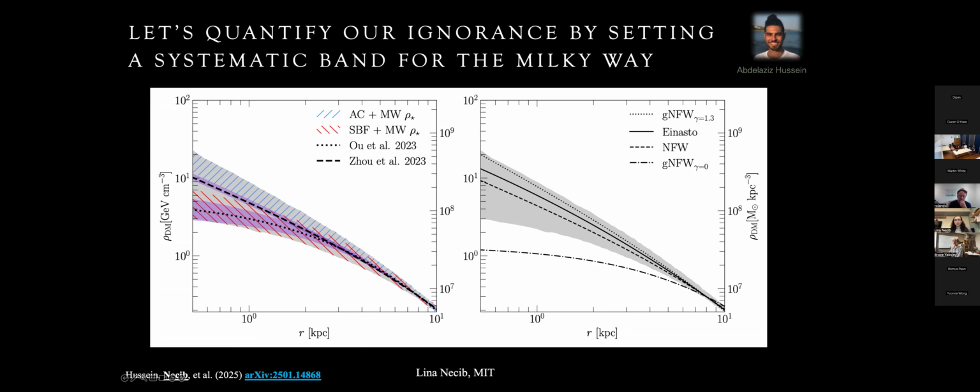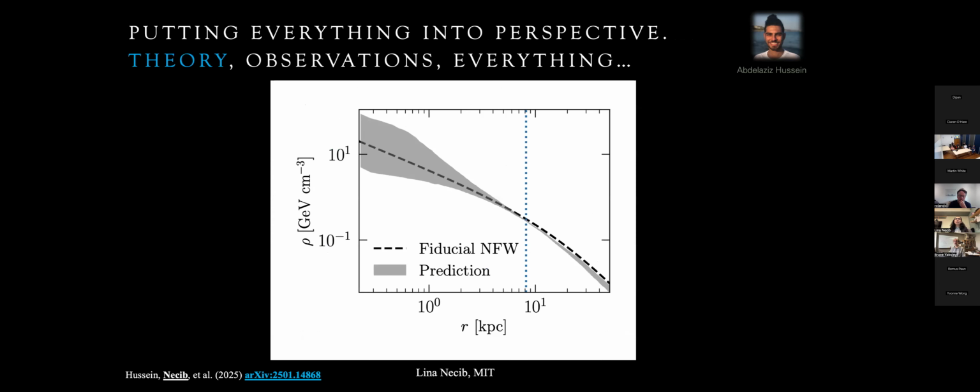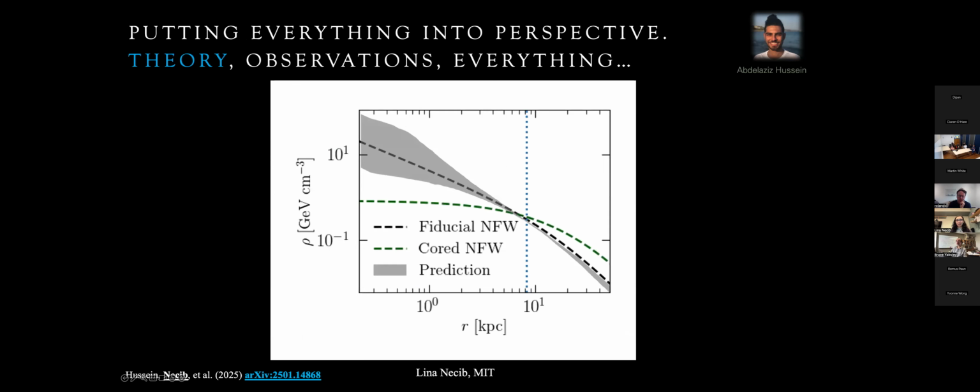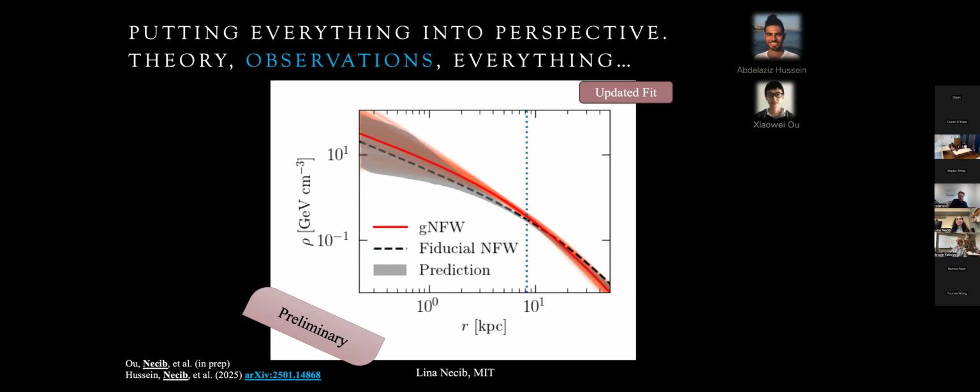And this is, of course, assuming CDM, which means that if you actually end up observing this, there is probably some alternative dark matter model at play. So putting everything into perspective, we have this theory prediction here. This is a little bit different from the core NFW, it's generalized NFW, but it's with the updated fit that we're going to post hopefully next week. It does end up fitting in quite well. This is the largest new model that we have.